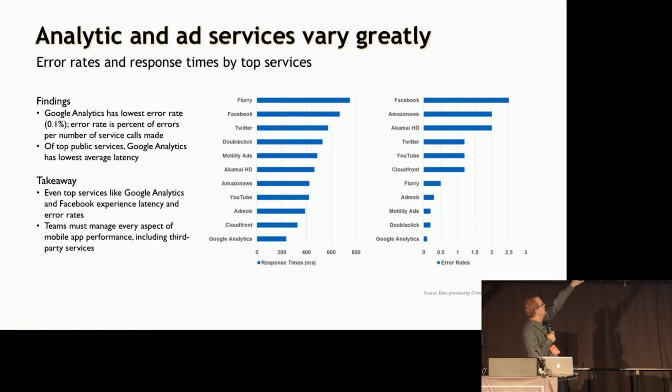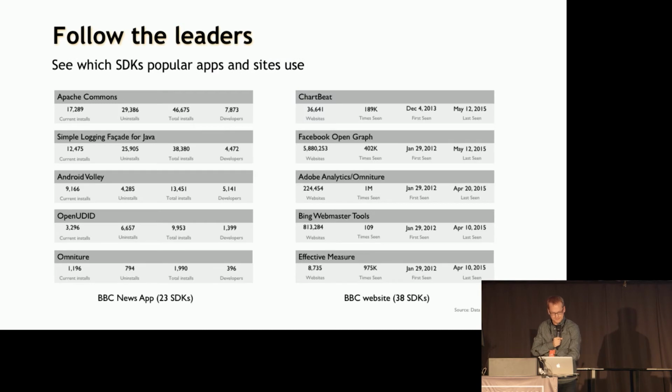Analytics and ad services vary greatly. There's sites like Crittercism that show you the response times and error rates, something to be aware of. There's also other sites that will show you what other apps and other websites use in terms of SDKs. So for example, the BBC News app has 23 different SDKs. It's interesting to see if you can find an app that is a category leader, something that you think is a well-run app. Look at what they're using for analytics, and that can be pretty helpful because they've spent a lot of time sometimes determining what are the best.